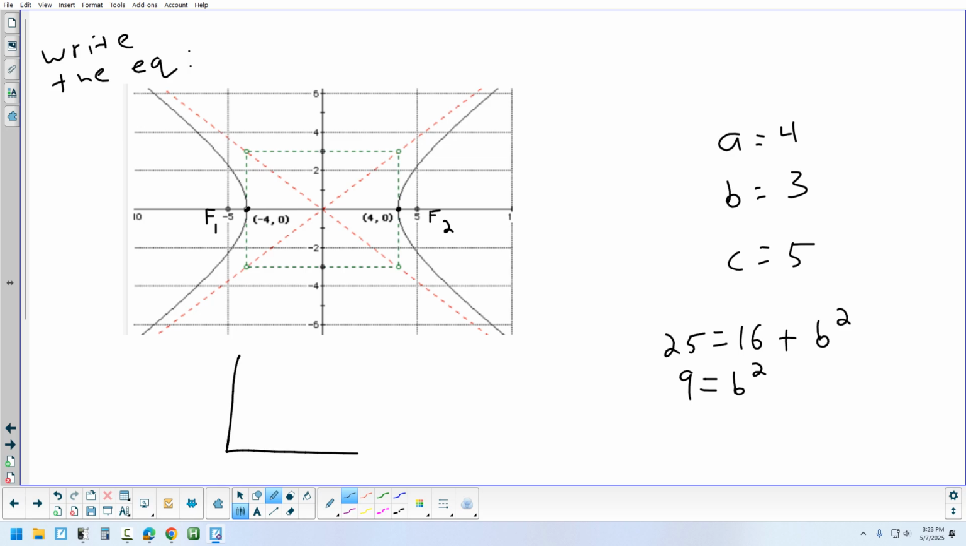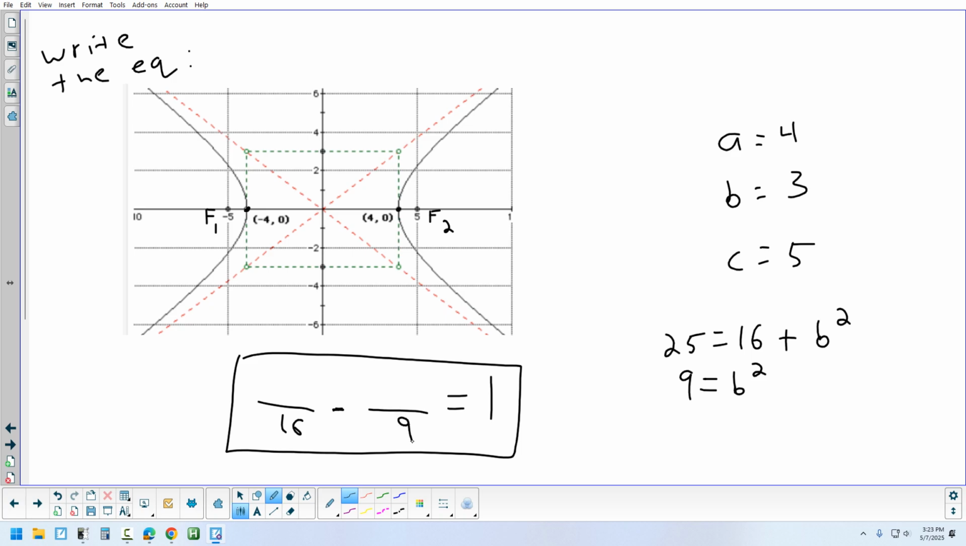For a hyperbola, it's always equal to what number? 1. Yep, always equal to 1. Two fractions. What goes between the two? Minus. What is always your first denominator? A squared. And your second denominator? B squared. Okay, so the only thing we've got to figure out is where the x and the y go. That's going to be squared, and that's squared. Which way does the transverse axis go?